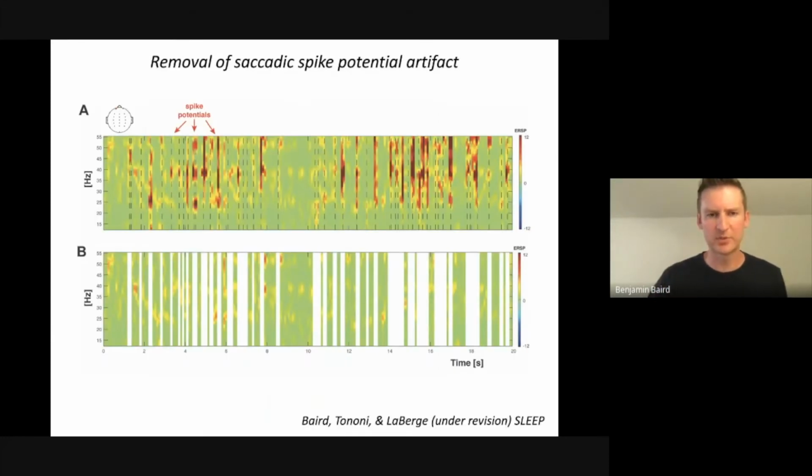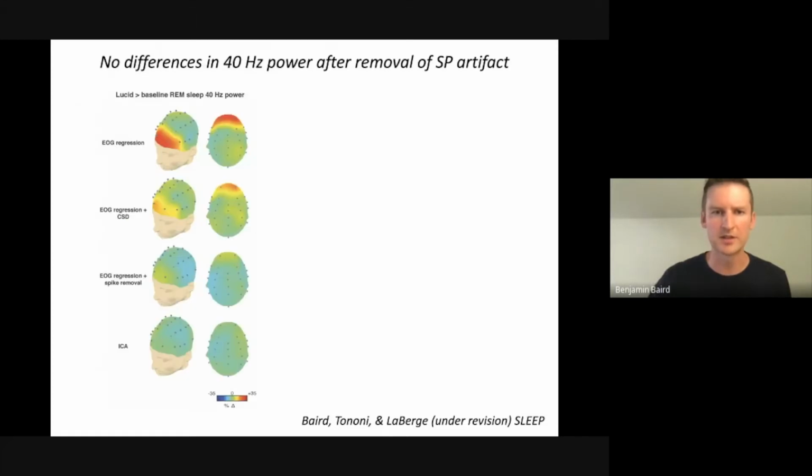And so what we did was we computed a time frequency transform for every subject and every REM period. And we then, with an algorithm, marked every single instance of the pre-saccadic spike potential. And then we cut those out of the record and we processed it both ways. We also processed it with a method called independent component analysis, which can get rid of muscular as well as other kinds of artifacts. And this is a summary of what we found.